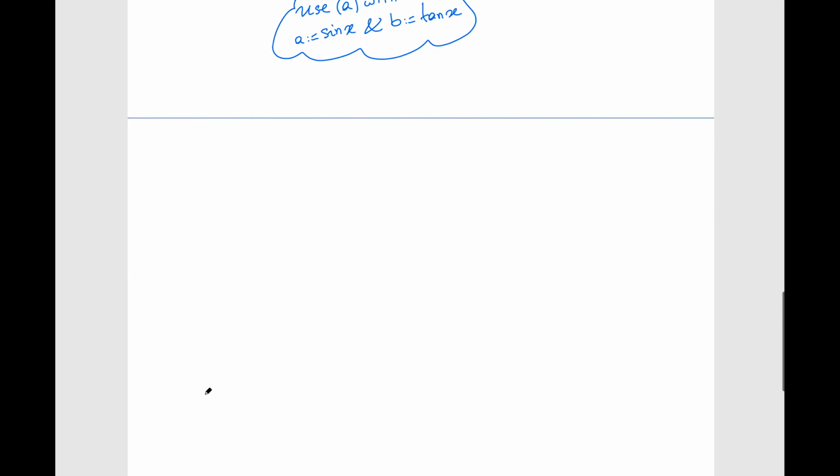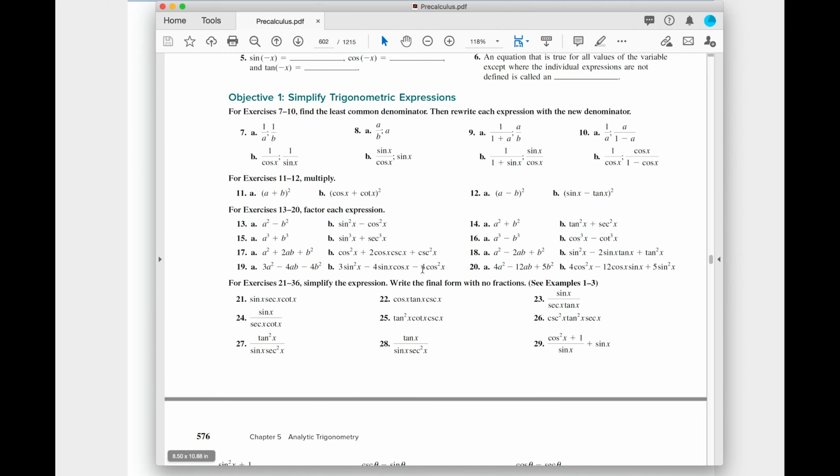Okay, let's move on. So we finished this. Let's do a couple of problems from 13 to 20. So what's the question? Factor each expression. How about number 16? Okay, you have the difference of cubes, and you have an application of it, right? Because this is still the difference of cubes.